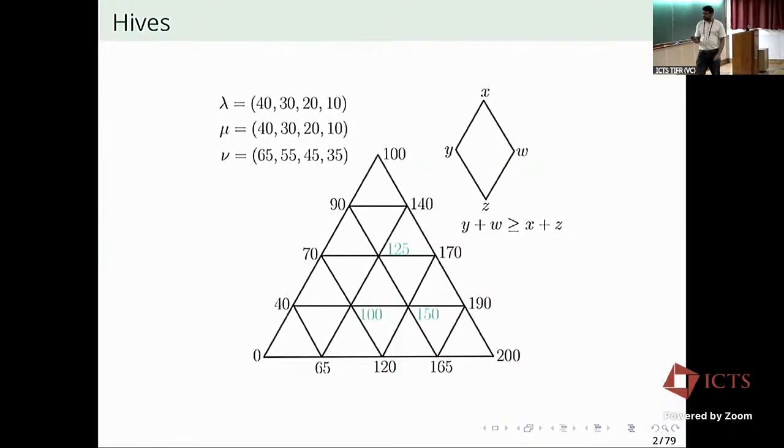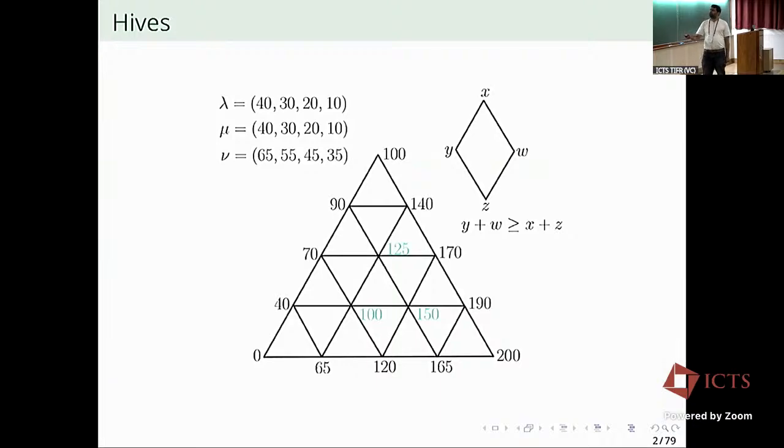So this is a hive. It's a triangular array of numbers. So given three partitions, or more generally in our case, these will be just real vectors with entries that are non-increasing. But in the representation theory context, these are partitions. So you have lambda, mu, and nu.